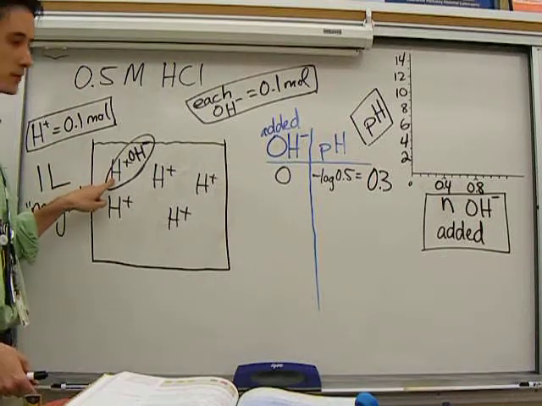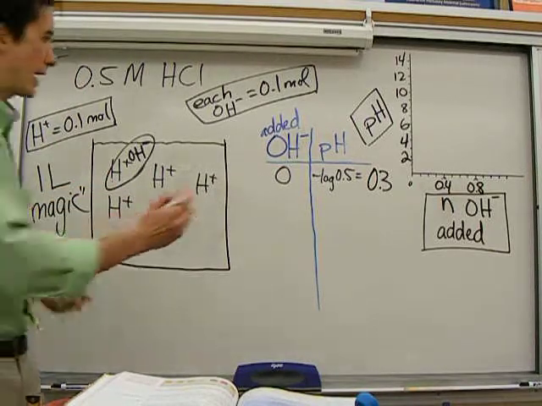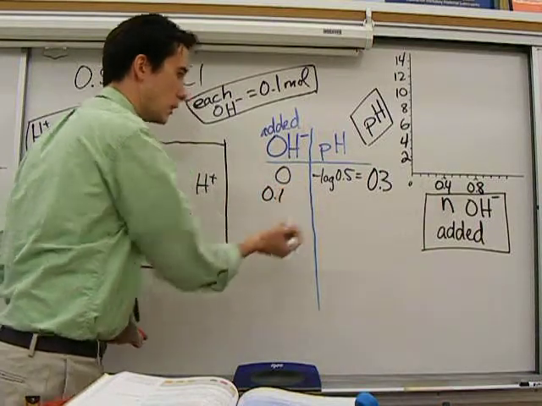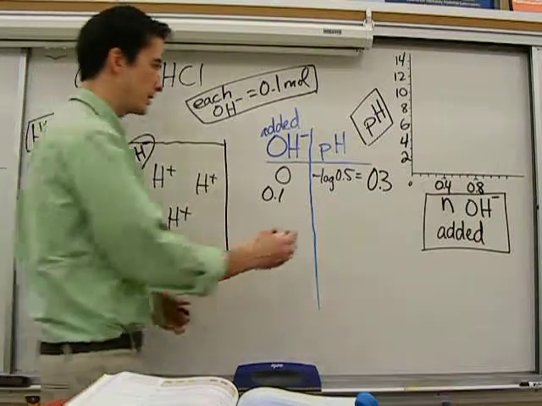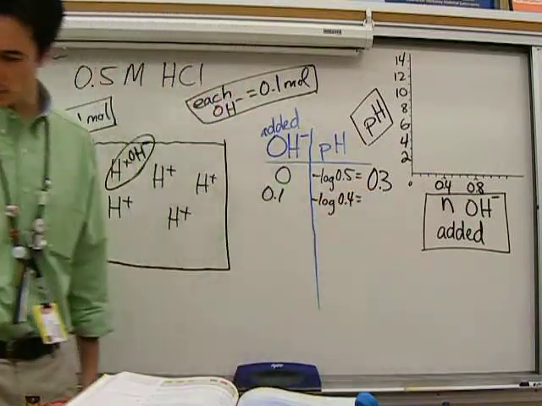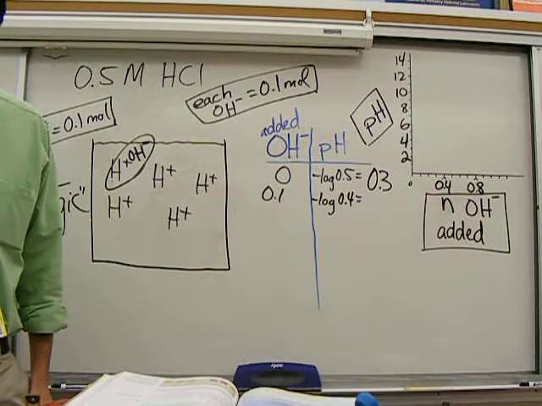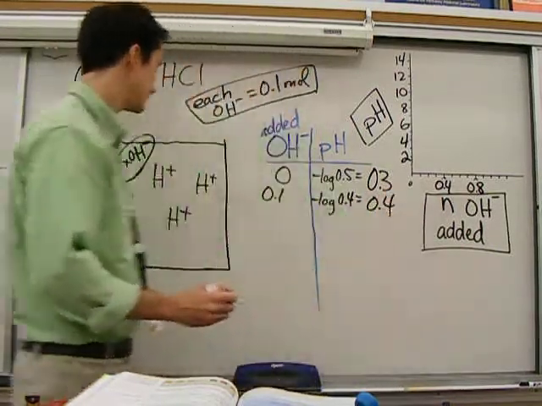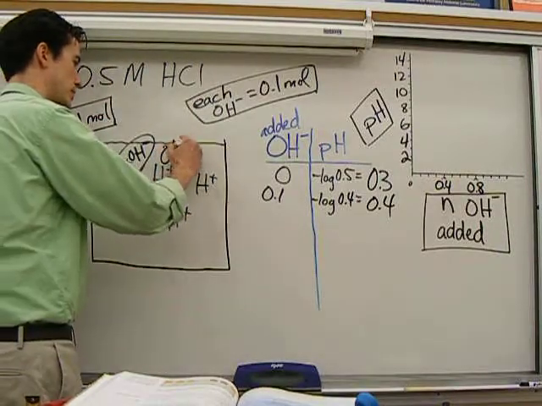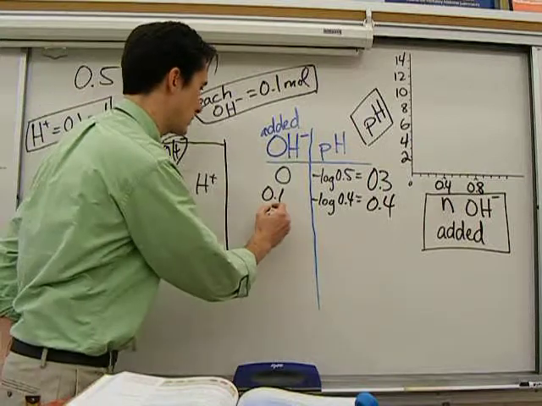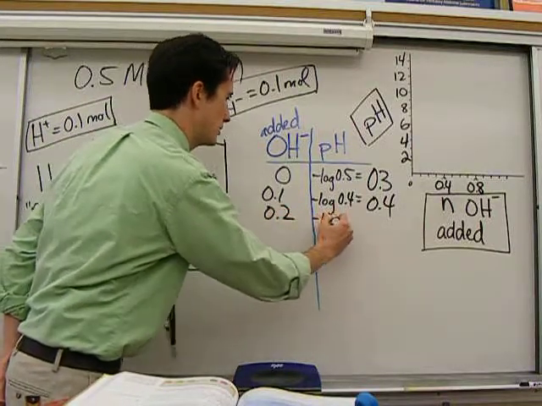Some of it is gone, right? So we've added 0.1 moles, and now it is negative log of 0.4, which is 0.4. All right, do it again. Put in another OH. All right, now we have 3. So we've added 0.2.